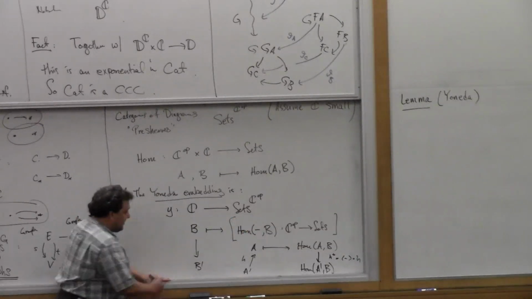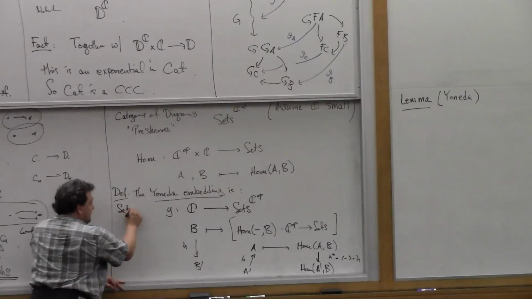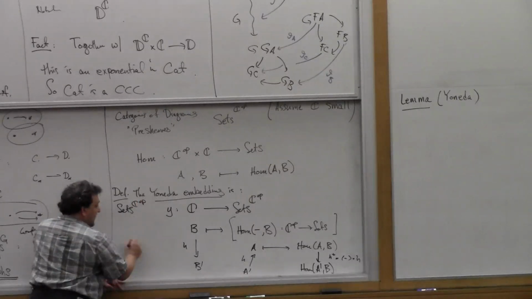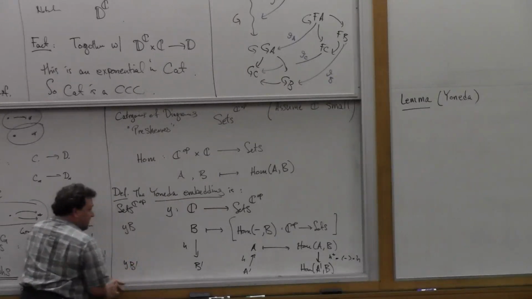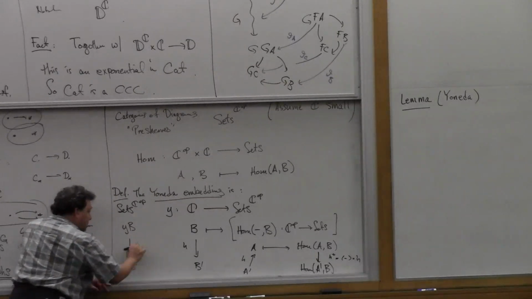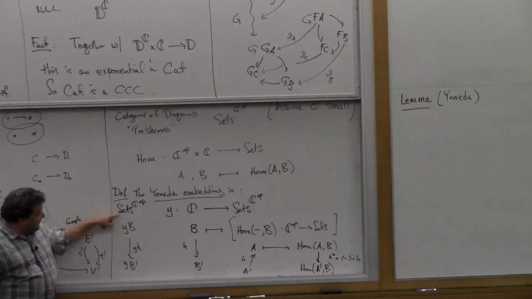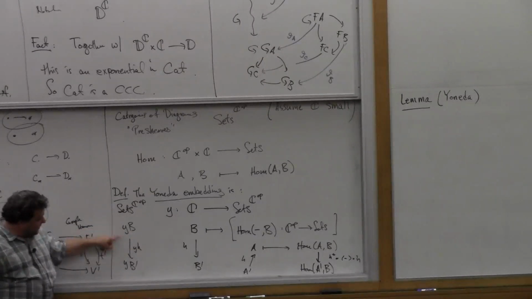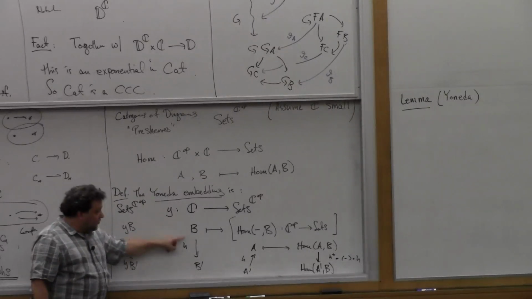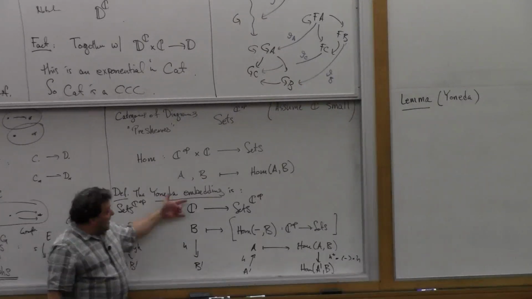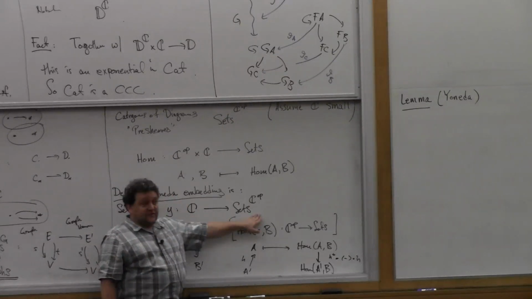So anytime I have an arrow here, H, from B to B prime, I get over here, in sets to the C op, applying Yoneda, I get YB, a functor, YB prime, another one, and YH. And now this is a map of functors, so it's a natural transformation. So this is living over here. I get a natural transformation between these two representable functors, corresponding to this map between B and B prime. So it's a way of, if you like, representing C as a category of functors and natural transformations.